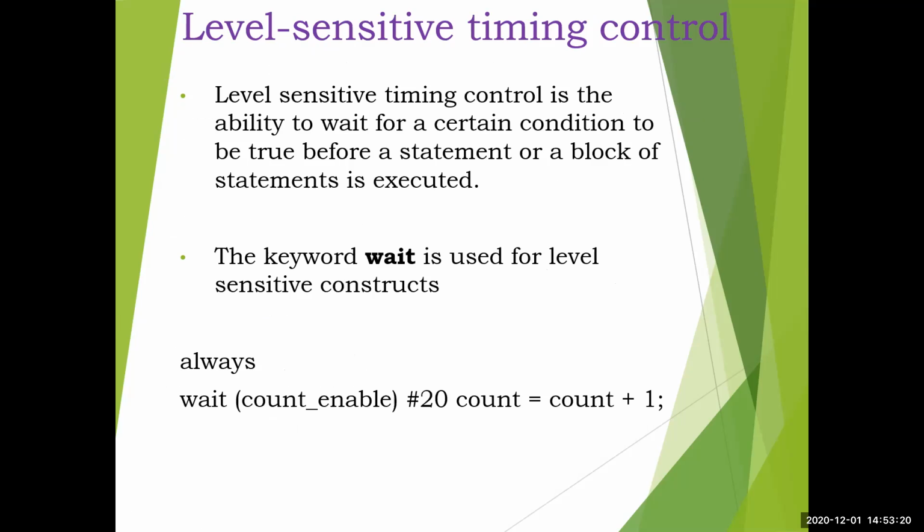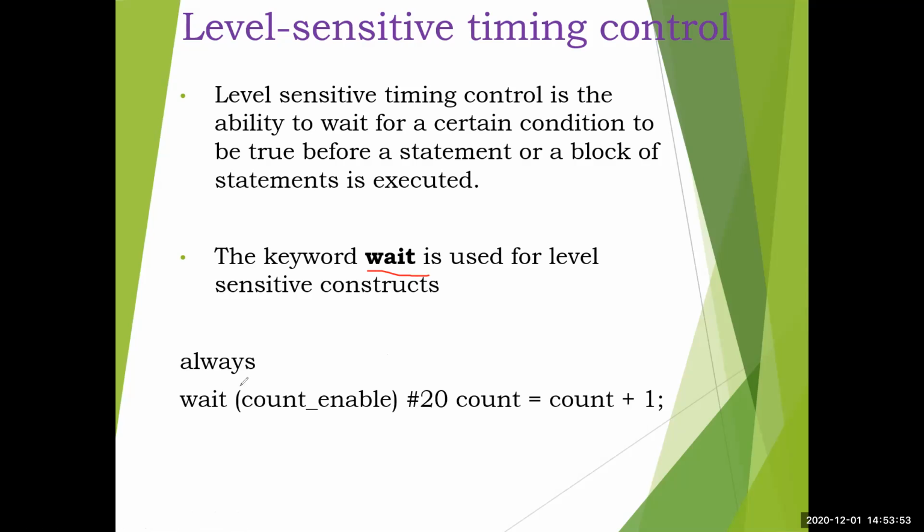So finally we'll come to the last type of timing control. We have seen delay based and event based, and this is level sensitive timing control. Level sensitive timing control is the ability to wait for a certain condition to be true before a statement or block of statements is executed. So the keyword wait is used for level sensitive constructs. You have to remember each of the keywords or symbols, which is very important. So here level sensitivity is wait.